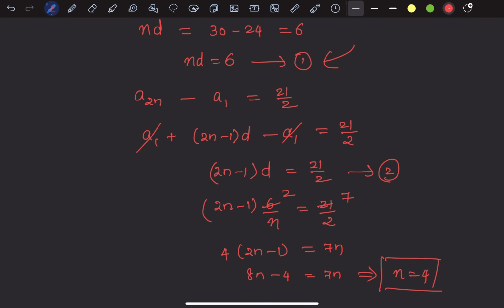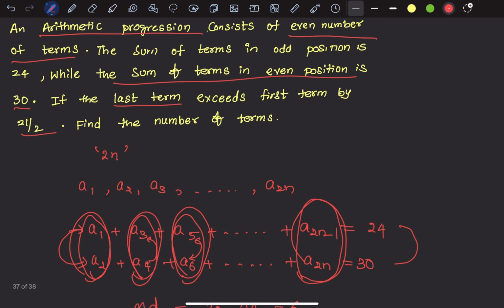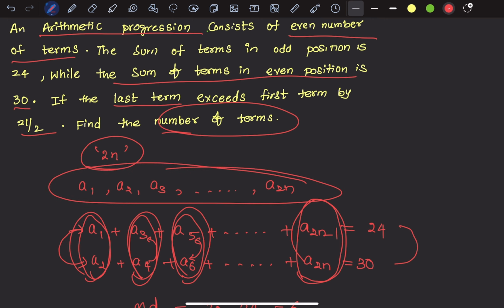But in the question, it is asked to find out the number of terms. So the number of terms in this progression is 2n. So we have assumed that the number of terms are 2n. So therefore 2n is equal to 2 into 4, 8. So you should not make the mistake of writing n is equal to 4 as the number of terms in this question. So this is one thing that you should take care of.